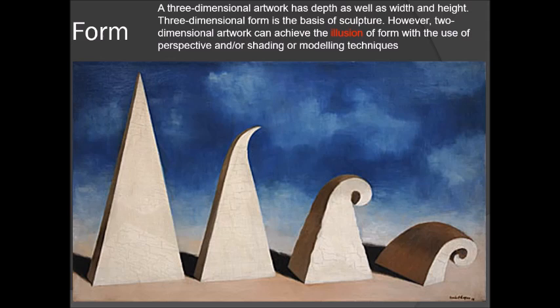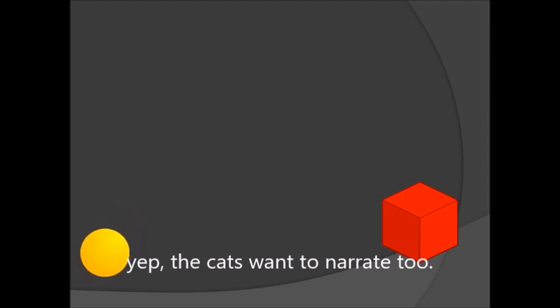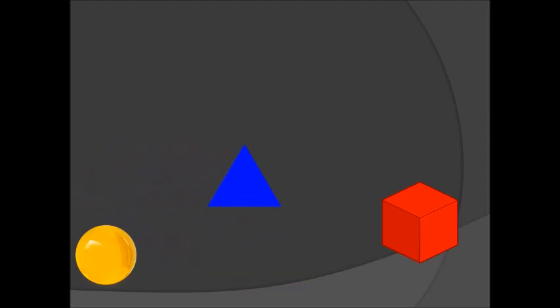Form. Form is three-dimensional shapes. It's got height, width, and depth. Your body is a form. So is a cone, a sphere, and a cube. We get a cube from the square. From a circle, we get a sphere. Triangles can either be cones or pyramids.